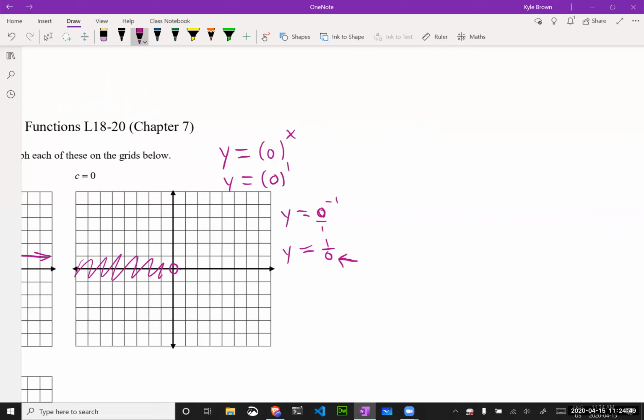So in the end here, this graph just looks like this, right? So it'd be stuck at 0 for any of my positive x values, and it can't be negative and it can't be 0, okay? All right.